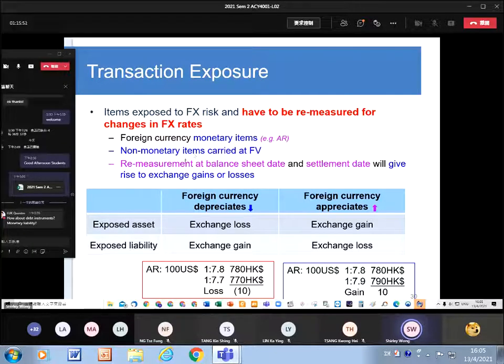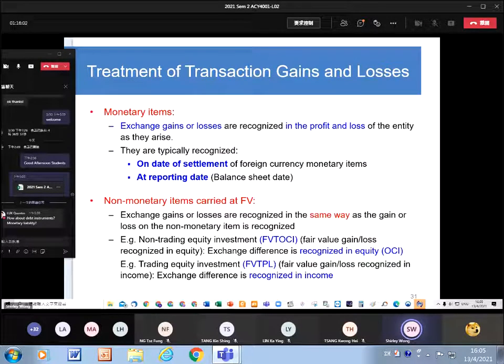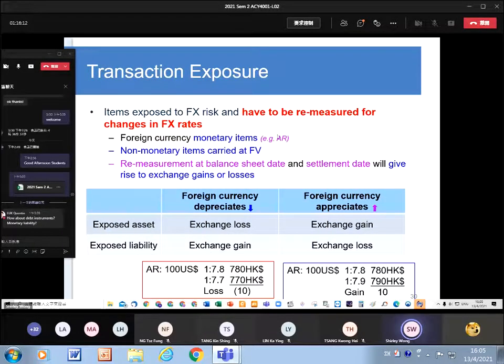Okay, so this is about the transaction exposure. We have a look into that about the non-monetary item carry at fair value and also monetary item. Remember, we need to retranslate it again at balance sheet day and also at settlement day. Okay, so let me remind you again. Remember, for the transaction gain or loss, because we translate using the spot rate and then using the balance sheet day rates and then using the settlement day, there will be increase or decrease of the exchange rate, and then we will suffer gain or loss.